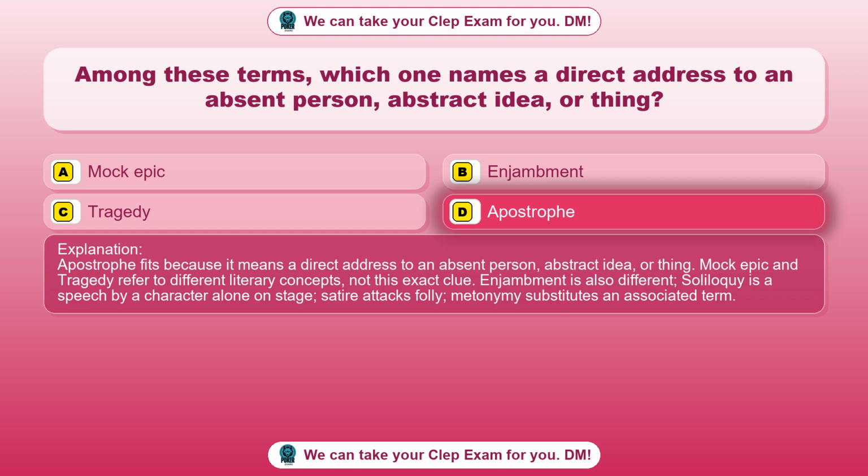Apostrophe fits because it means a direct address to an absent person, abstract idea, or thing. Mock epic and tragedy refer to different literary concepts, not this exact clue. Enjambment is also different. Soliloquy is a speech by a character alone on stage. Satire attacks folly. Metonymy substitutes an associated term.